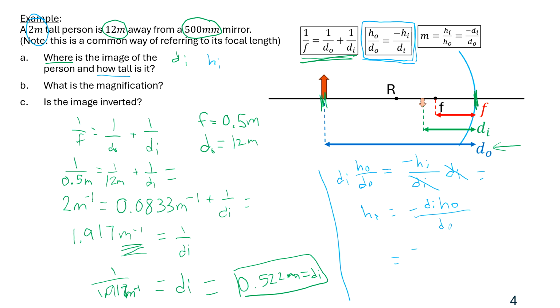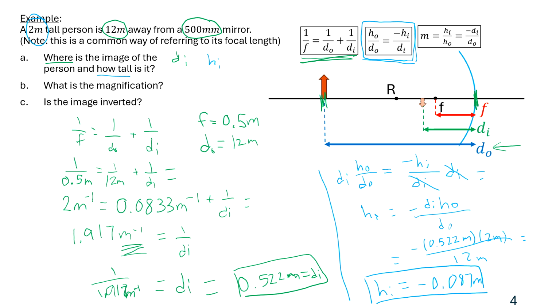And the image distance, so let's put everything in. Image distance is what we just found, 0.522 meters. HO, the height of the object, is 2 meters. And DO, the distance to the object, is 12 meters. Plug everything in. HI is equal to negative 0.087. And now we could actually already answer part C. 0.087 meters. Let's keep those units attached.